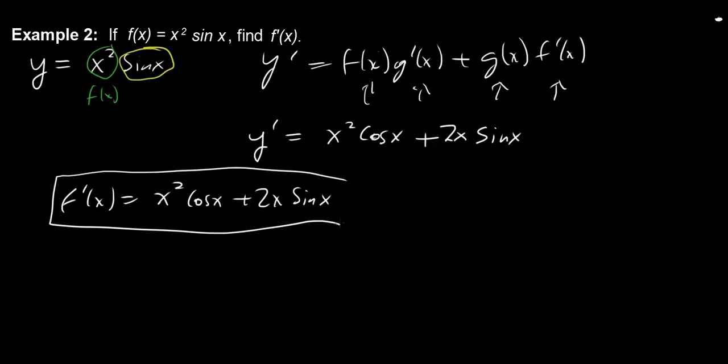So those are a couple of examples of how this thing called the product rule works. Again, a nice thing when there's no other way of finding the derivative of a product of 2 functions.